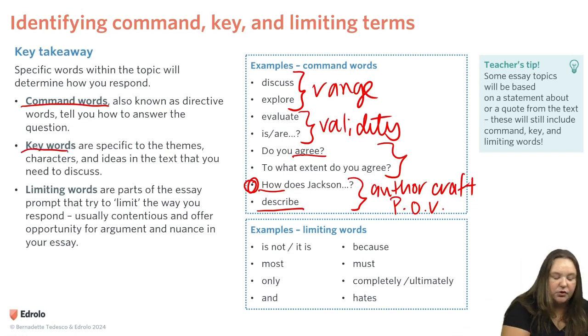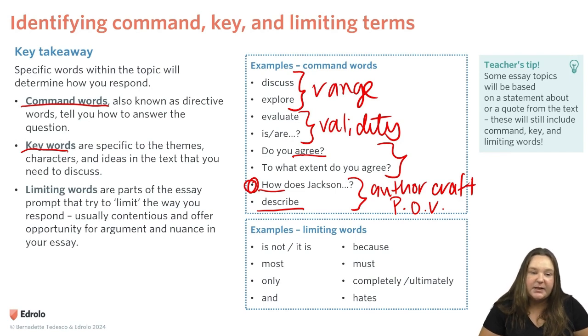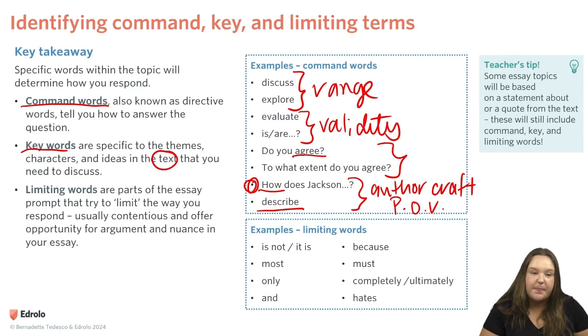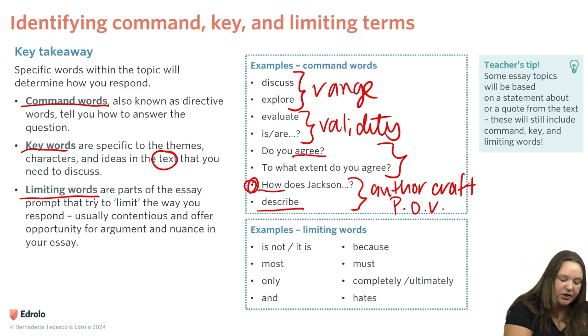The other thing that you want to look for when you're breaking down an essay prompt is what are the key words within it. So keywords are the specific words, the themes, characters, and ideas from the text that you will need to discuss. And then you want to pay attention to the limiting words.